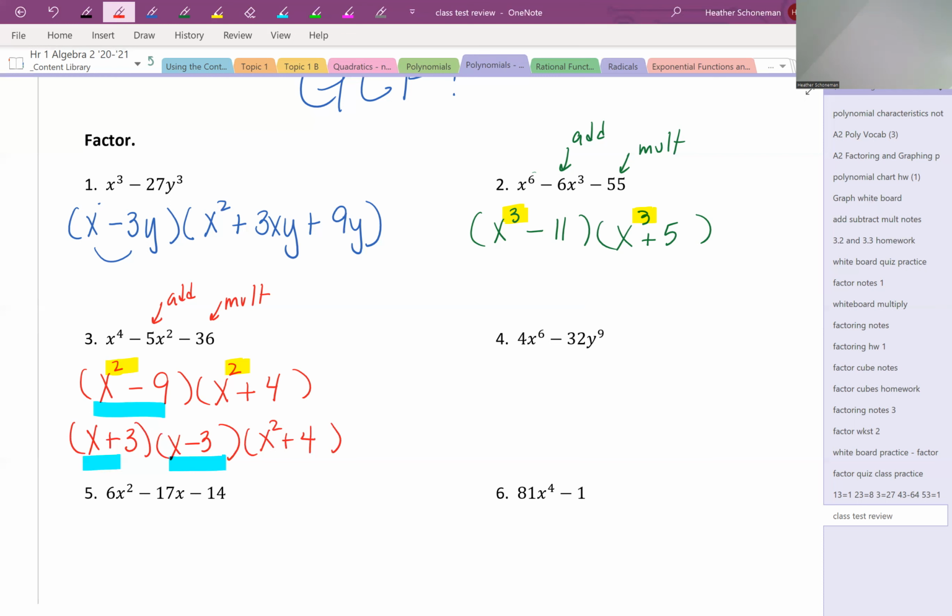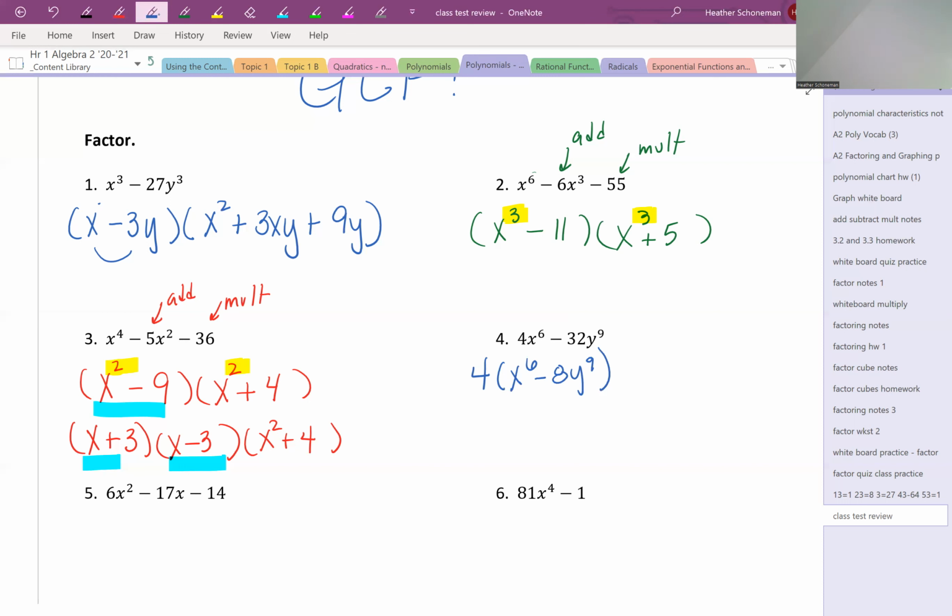Okay, number 4, we're going to look for a greatest common factor. They have x's and y's, so the variables don't match, but I can take a number out. And the number I can take out would be 4. So I'm going to take out a 4, and then I'm left with x to the 6th minus 8y to the 9th. Okay, so greatest common factor is one thing. Complete that step. Then look in the parentheses and make a decision.